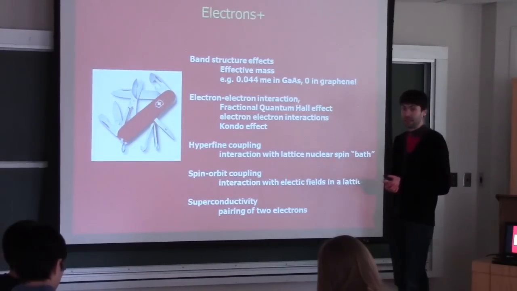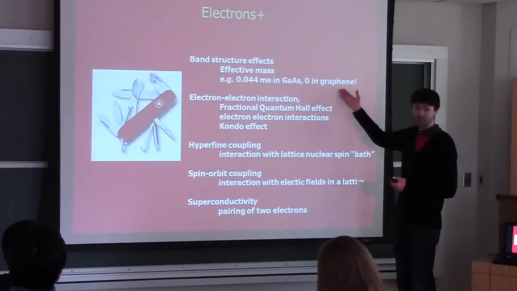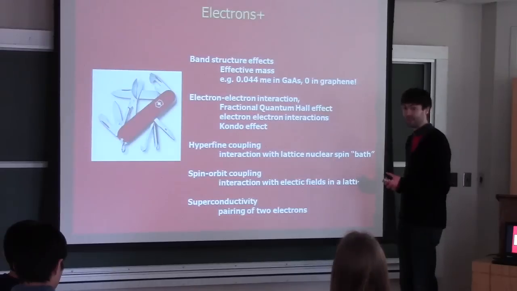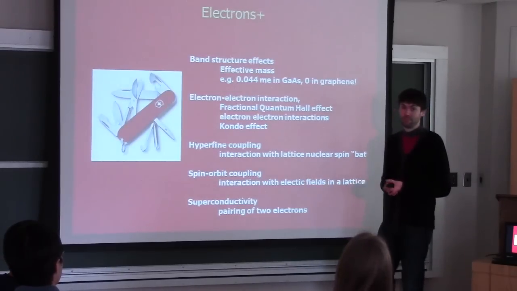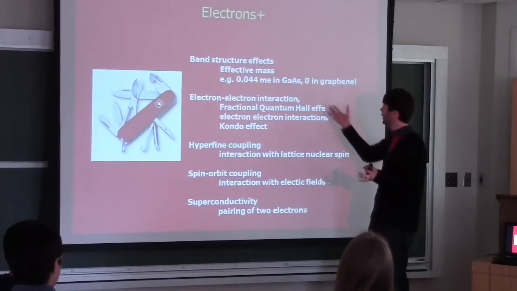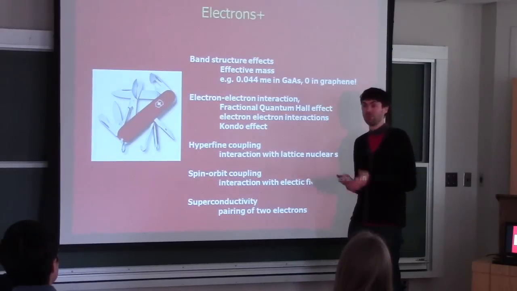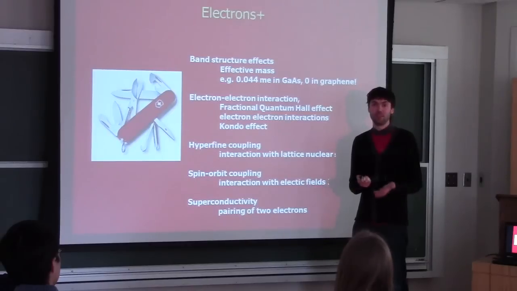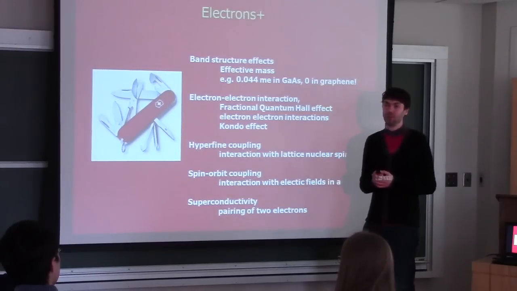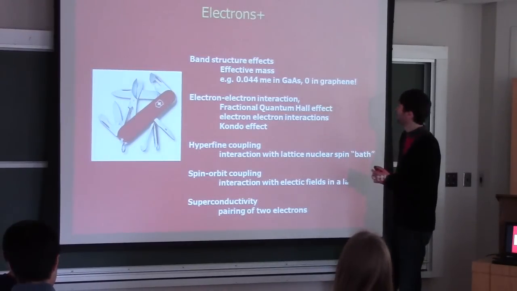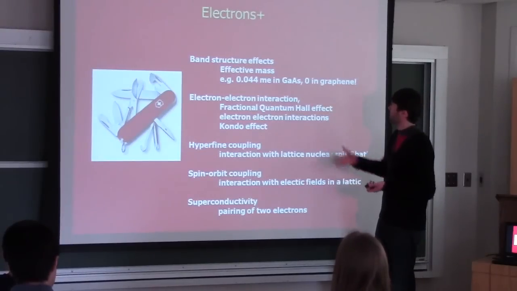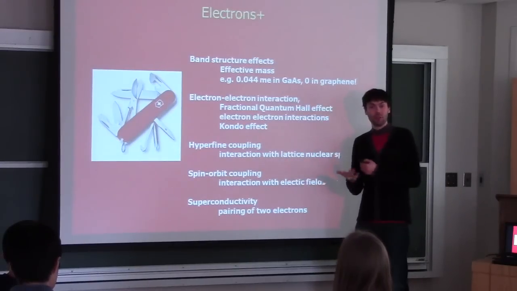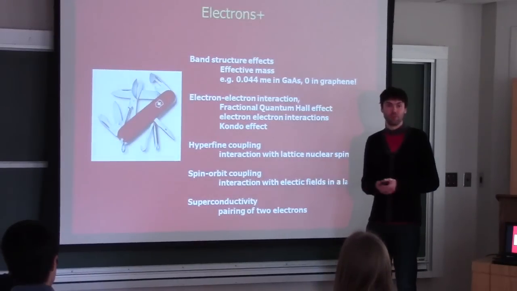And this idea is taken to the extreme in graphene, where I'm sure many of you know that the mass is 0. So these electrons in graphene are sometimes called relativistic particles, because it is the relativistic Dirac equation that gives you a 0 mass for these particles. And so some of the quantum effects, like the quantum Hall effect, you can see in graphene at room temperature.